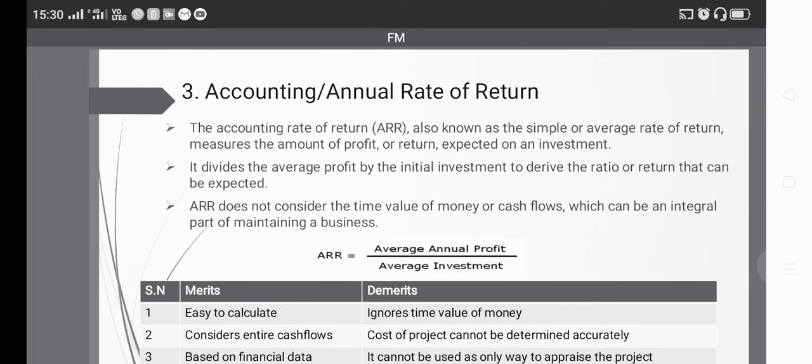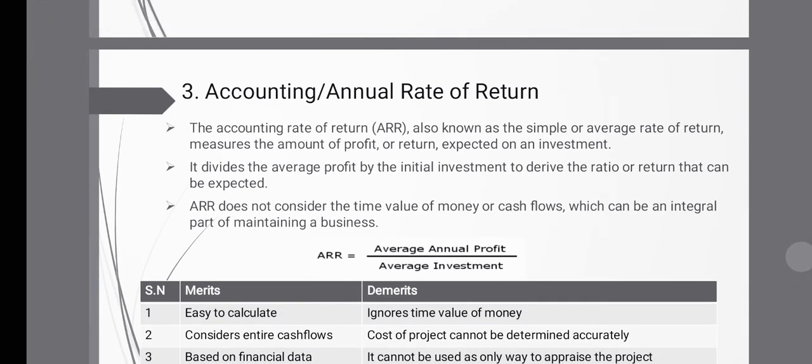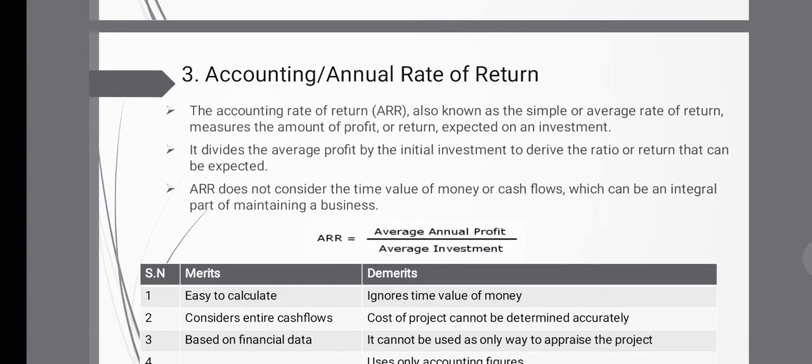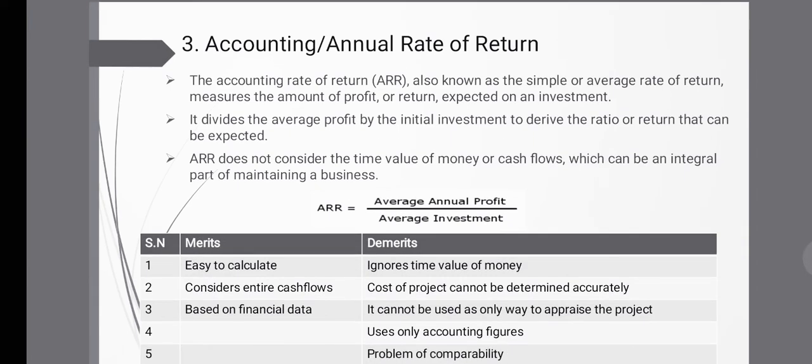Now, accounting rate of return or annual rate of return. Accounting rate of return is also known as simple or average rate of return. It measures the amount of profit or return expected on an investment. It divides the average profit by the initial investment to derive the ratio or return that can be expected. ARR does not consider the time value of money or cash flows, which can be an integral part of maintaining a business. So average rate of return is annual average profit divided by average investment.